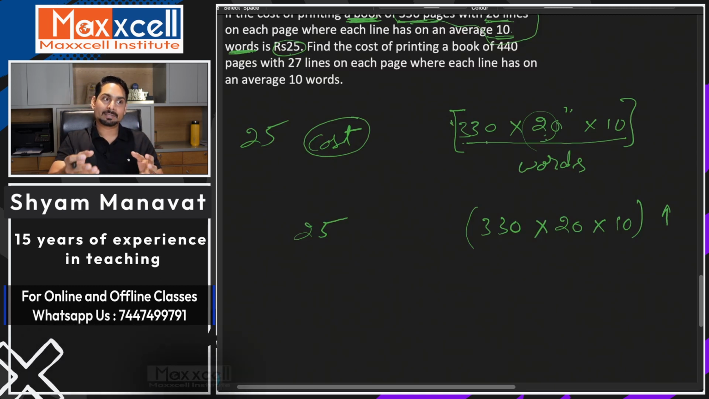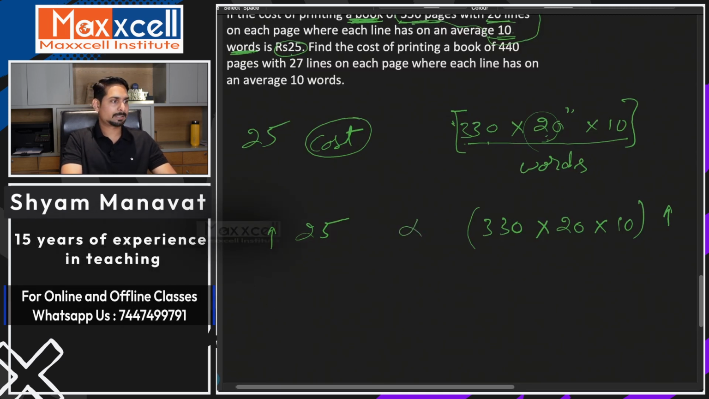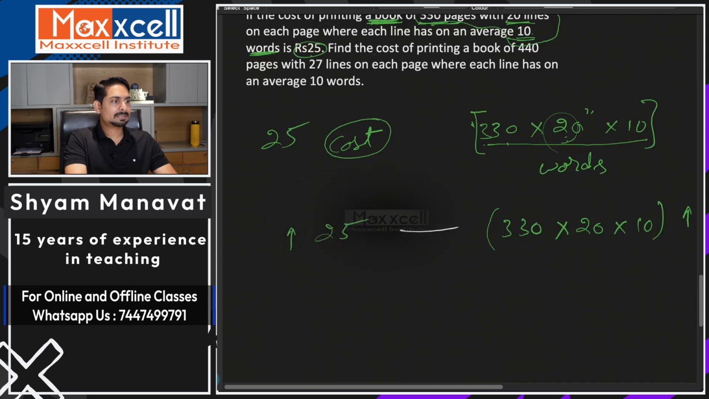Absolutely right. If the number of words will increase in this case, then you have to pay more cost, right? So if one side increases, the other also increases. Which kind of relationship is that? Correct, directly proportional. So this is directly proportional. Then the next condition is to find the cost.